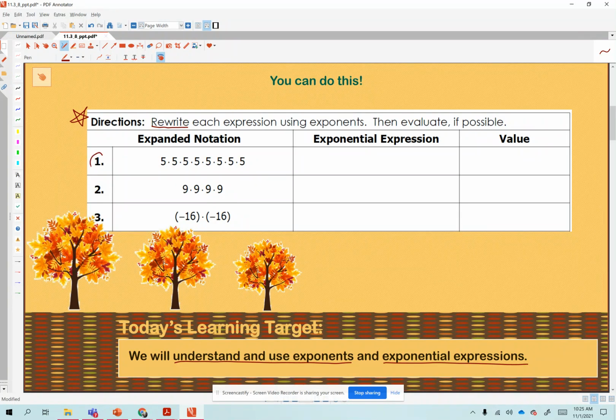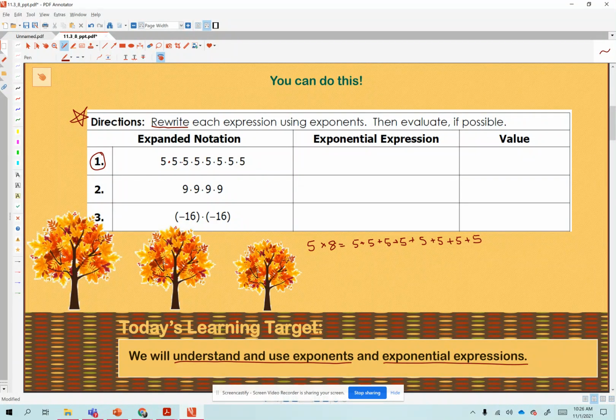So the first thing we do with number 1, as I look at 5, I've repeated multiplication. So remember, exponents are repeated multiplication. I have 1, 2, 3, 4, 5, 6, 7, 8 fives. That does not mean 5 times 8. 5 times 8, let's write that down. 5 times 8 would be 5 plus 5 plus 5 plus 5 plus 5 plus 5 plus 5 plus 5. That's 5 times 8. That is not what we're talking about here.